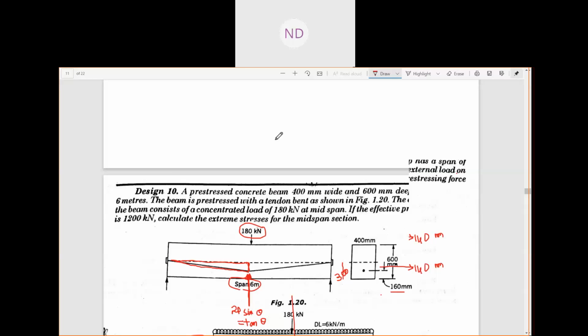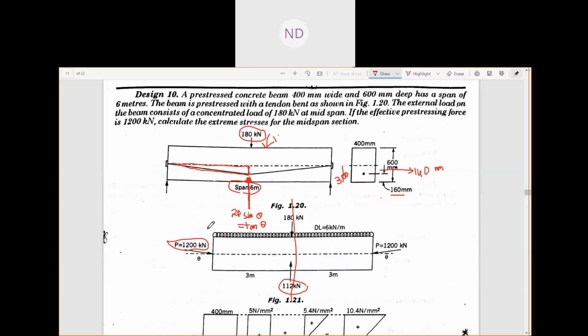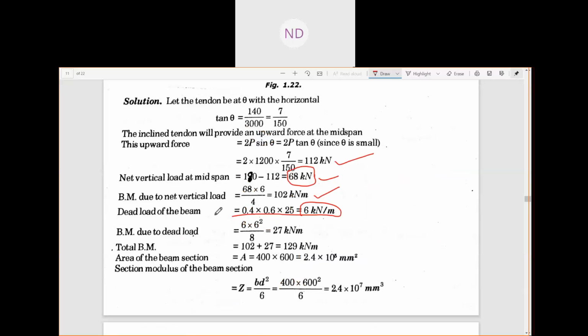And the dead load, I told you the dimensions were given to you, and the unit weight of concrete you know, so 6 kilonewton per meter was your UDL, the dead load of the beam. Now due to this dead load, which is a UDL, you will have your moment WL square by 8. That gives your bending moment due to the dead load to be 27 kilonewton meter.